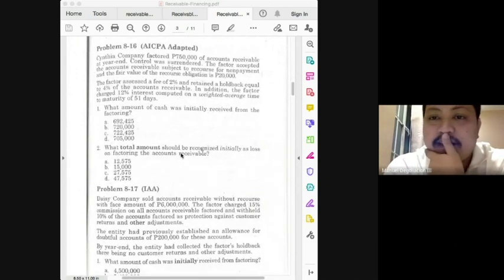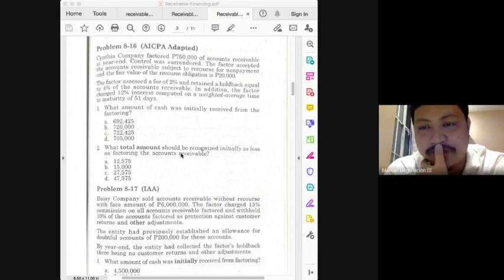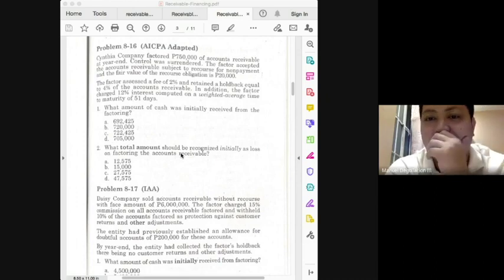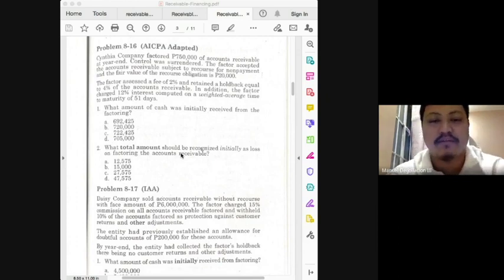8-16, Cynthia Company factored 750,000 of accounts receivable at year end. Control was rendered. The factor accepted the accounts receivable subject to recourse for non-payment, and the fair value of the recourse obligation is 20,000. The factor assessed a fee of 2% and retained a holdback equal to 4% of the accounts receivable. In addition, the factor charged 12% interest computed on a weighted average time to maturity of 51 days. Okay, so I'll try to use my cell phone to solve for the interest so that we can solve it together.